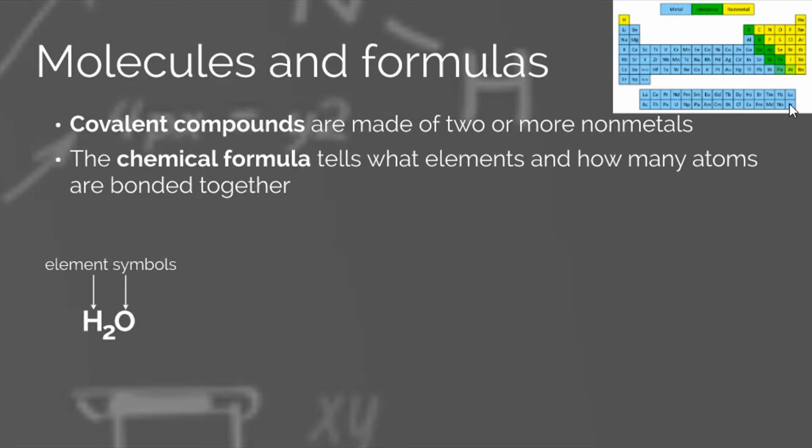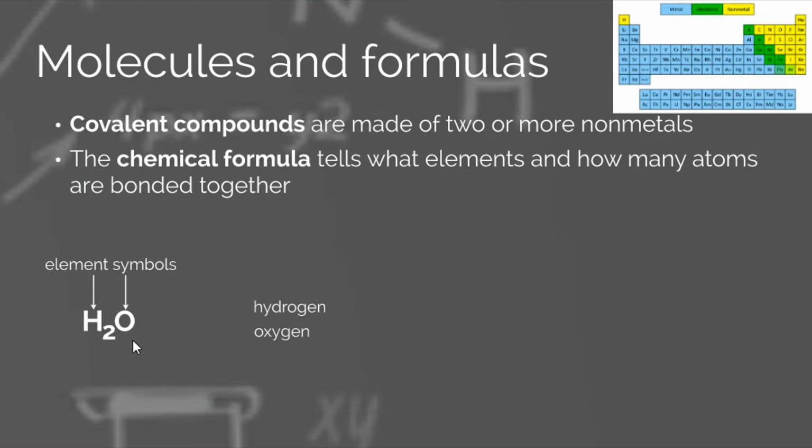So now, there are two important parts to a chemical formula. The first is the element symbols. So of course, here you have hydrogen and oxygen. We're pretty good at identifying those already. So what this is telling us is that this compound of H2O is made of both hydrogen and oxygen.